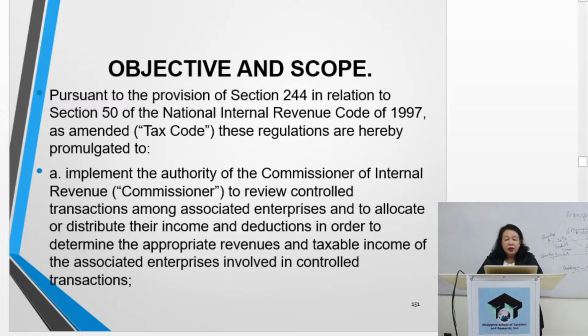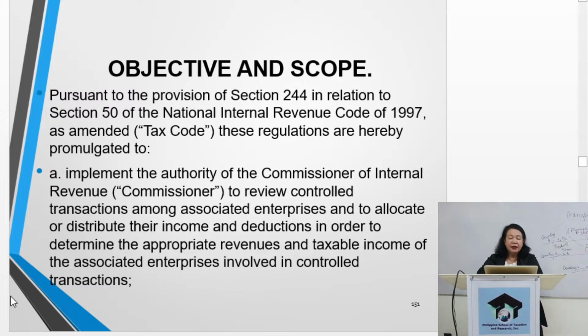Okay? So, anong objective and scope po nitong Revenue Regulations 2-2013? So, implement the authority of the Commissioner of Internal Revenue to review controlled transactions. Kaya nga ang BIR may mga bagong regulations. Nandyan yan sa video po natin sa Basic Transfer Pricing. May mga video po tayo dyan sa YouTube channels natin explaining the Revenue Memorandum Circular 76-2020 at saka ito yung Revenue Regulations 19-2020 doon sa documentation po ng related party transactions na may form dyan na 1709. Pag mayroon kayong mga related party transactions, i-fill up po ninyo yan at pag nag-file na kayo ng annual income tax return, ilalagay po ninyo yun as attachment. Okay.